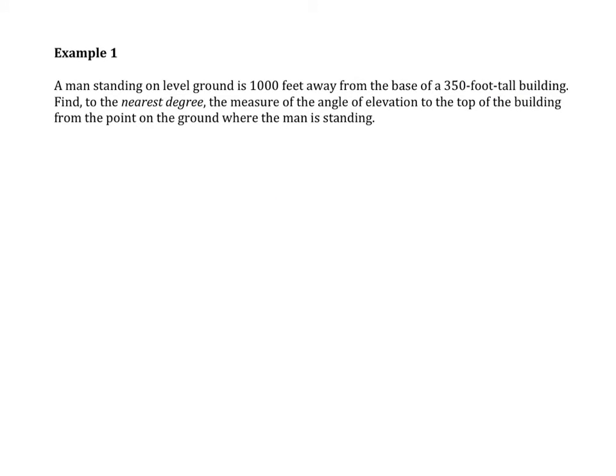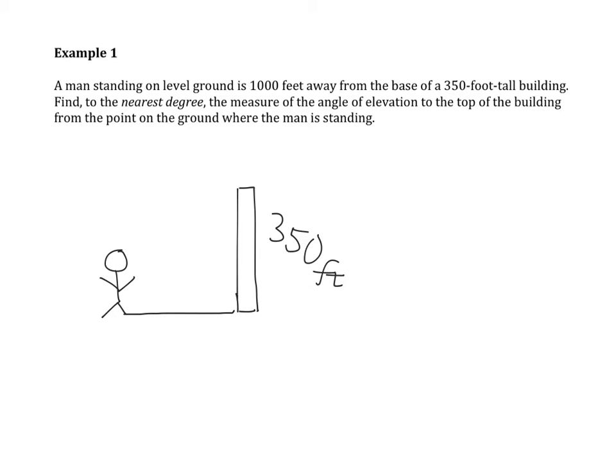Another example, example 2. A man standing on ground level is 1,000 feet away from the base of a 350-foot tall building. Find to the nearest degree the measure of the angle of elevation to the top of the building from the point on the ground where the man is standing. So the first thing I would do is draw a man on level ground. He is 1,000 feet away from the base of a 350-foot tall building. So here's my building. That is 350 feet tall. And my man is 1,000 feet away from it.